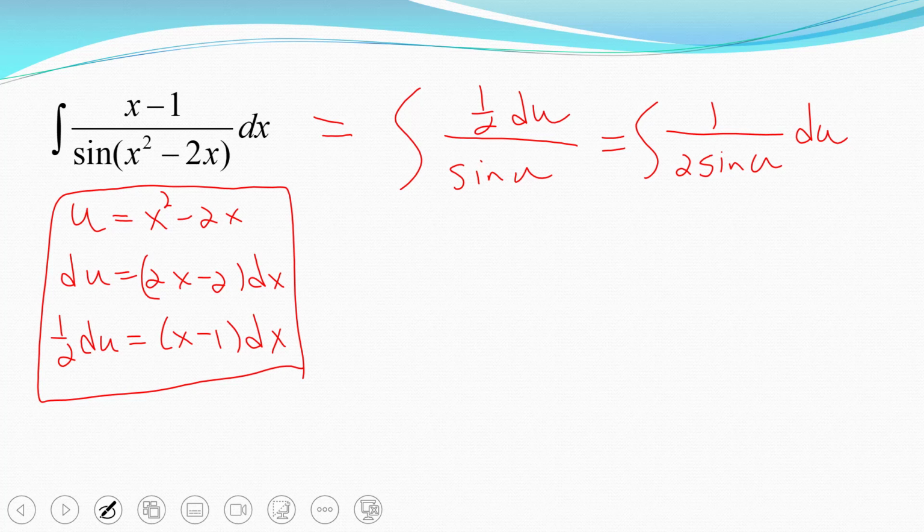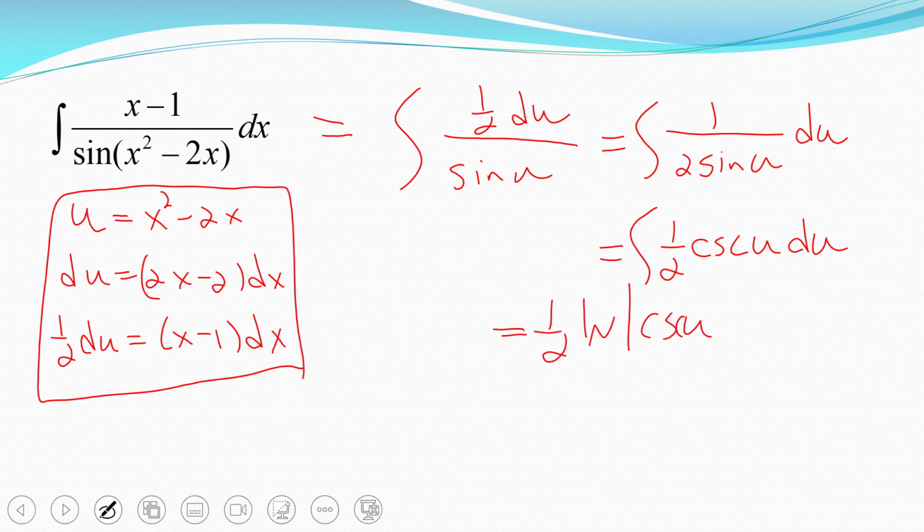Now, unfortunately, I still have a division. I have a division by sine of u, and we don't have an integration rule for that. So we're going to rewrite that as the integration of 1/2 and use the reciprocal of sine being the cosecant of u du. That we have an answer for. So this then equals 1/2 natural log absolute value of cosecant of u minus cotangent of u plus c. That's one of the two forms of that particular antiderivative.